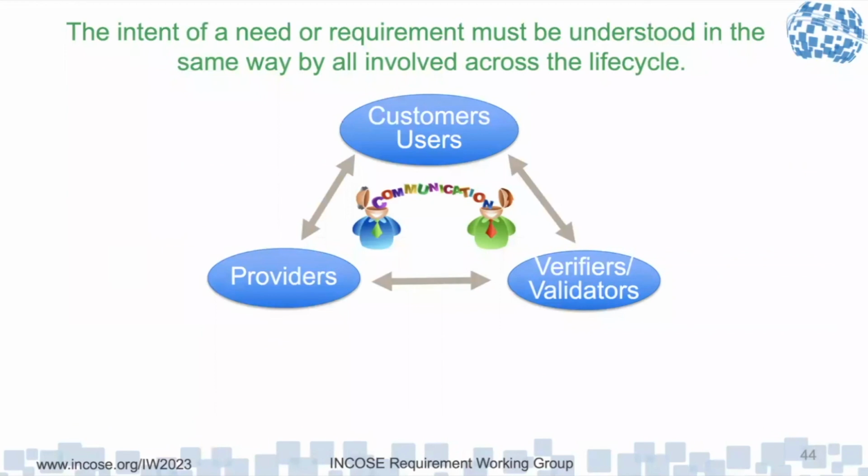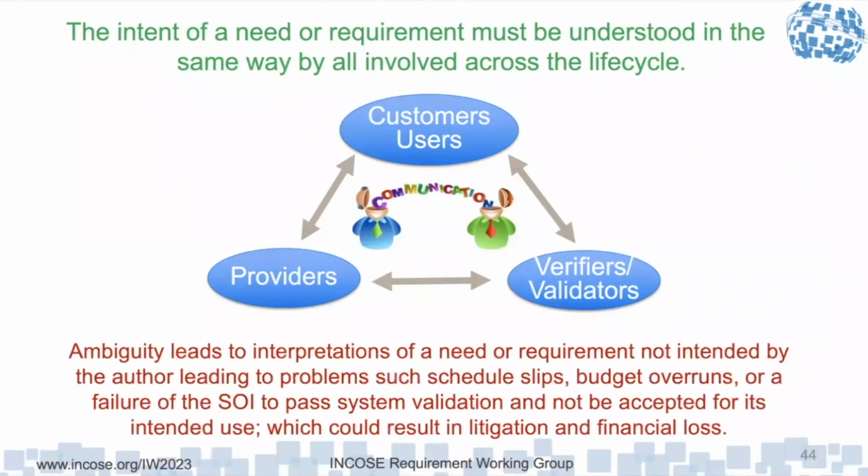So the customer and users, the stakeholders, are the source of the requirements; the people that have to provide the system based on those requirements, and the people that have to verify and validate that the needs and requirements are met, they need to look at it all the same way. Otherwise it leads to different interpretations of the need or requirement by the author, leading to problems such as schedule slips, budget overruns, or failure to pass system validation and not being accepted for its intended use.